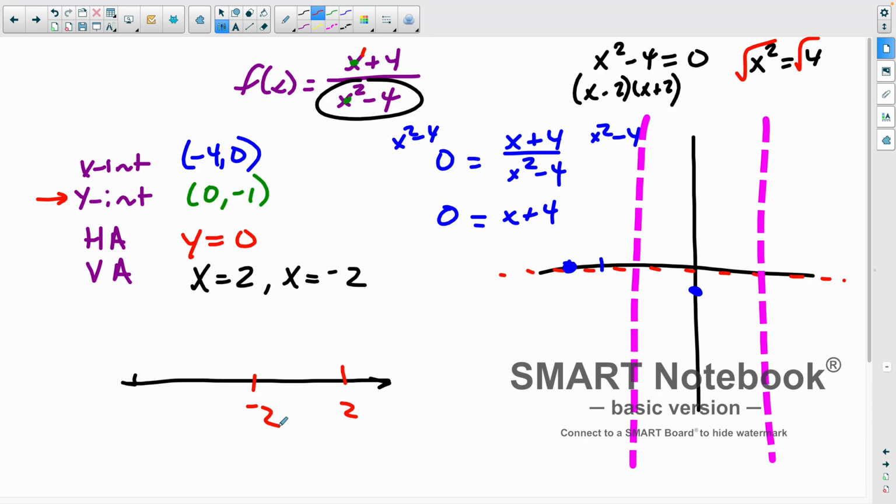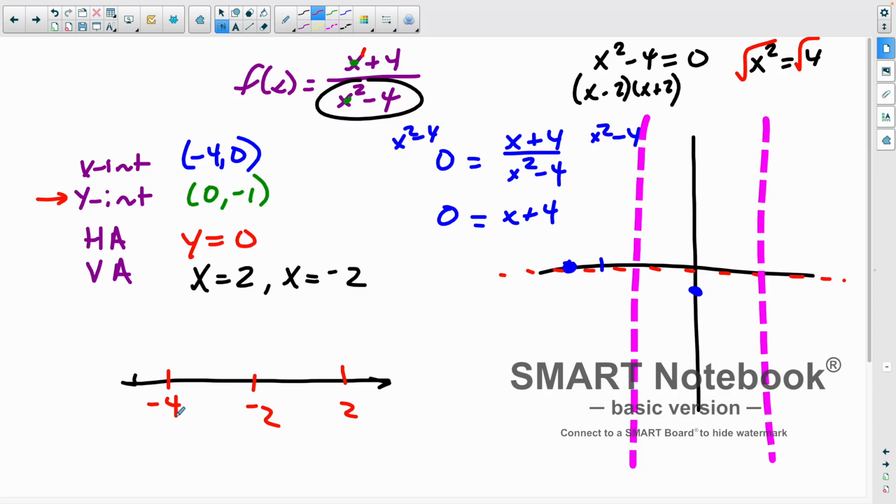Vertical asymptotes. That's where I'm undefined. All right? Something's up with the graph there. What else is a critical value? -4. The x-intercepts. Good. -4. Now, this is a little bit bigger sign chart, correct? We've got a few more critical values. It's a little bit more complex.